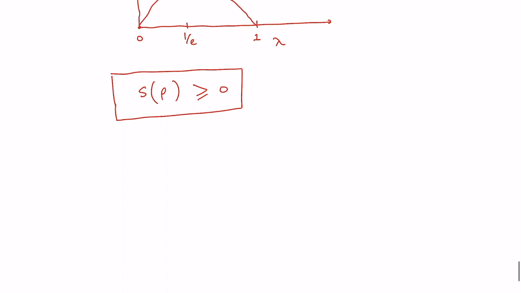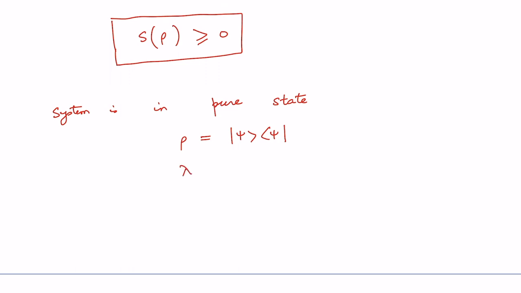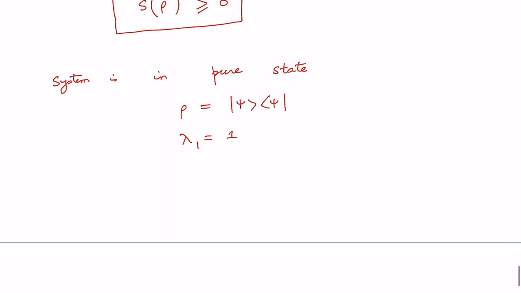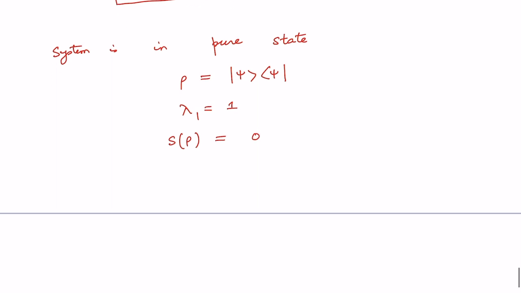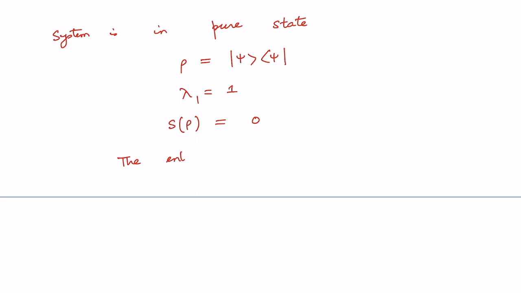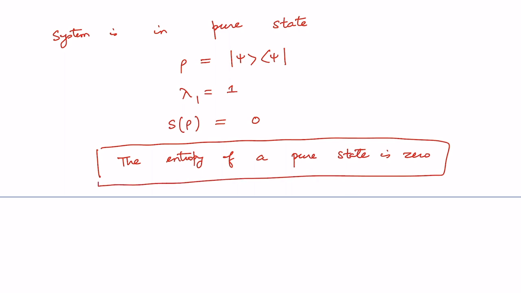Now another thing is that if the system is in a pure state, that means we can definitely describe the system by a ket psi. This is the pure state, and we have only this particular state, and in that case we have just one non-zero eigenvalue, and that is equal to 1. So immediately you see the corresponding quantum entropy, the von Neumann entropy, is going to be 0. So we can conclude that the entropy of a pure state is 0. This is important, that entropy of a pure state is 0.